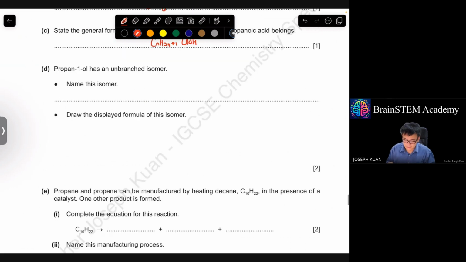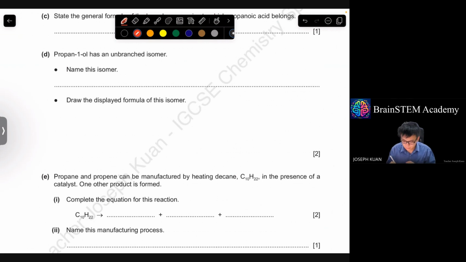Propan-1-ol has an unbranched isomer. Name this isomer. There will be propan-2-ol. Okay, shift the functional group. So how to draw the formula of this isomer? It is a 3-carbon alcohol.